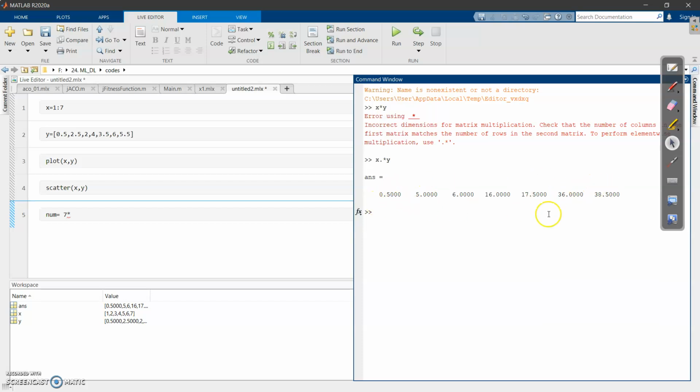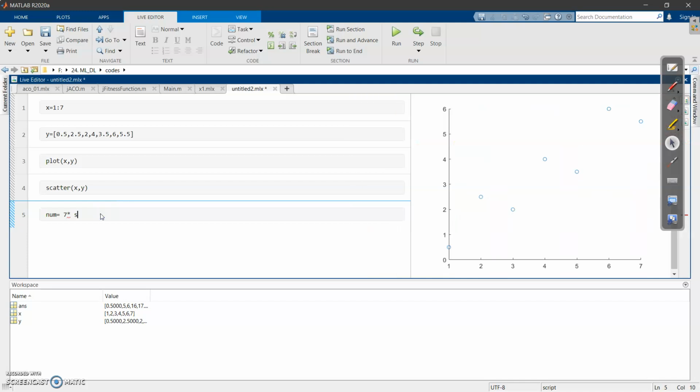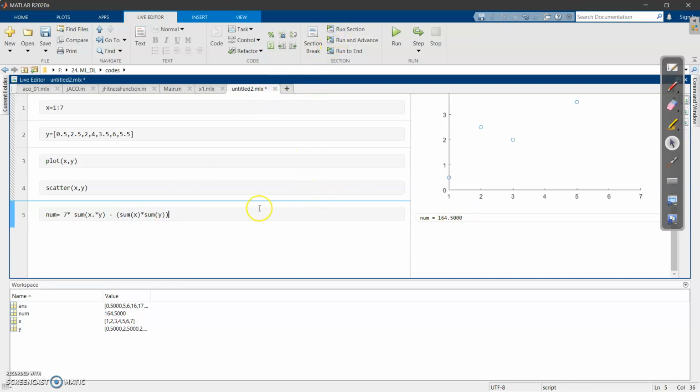Then we want to sum all the elements. So I want summation of x dot multiplication of y. That is the first term. Then I have minus summation of x multiplied by summation of y, and the whole thing goes inside a bracket. So this is your numerator.